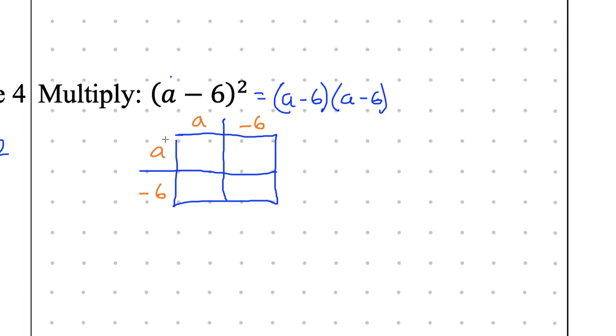A times a, that's a to the power of 1, right? A to the power of 1. A times a is a squared. This is negative 6a, negative 6a, and negative times negative is a positive 36. Again, these diagonals are going to be our like terms, so my final answer is a squared minus 12a, because a negative 6 and another negative 6 is negative 12a, plus 36.